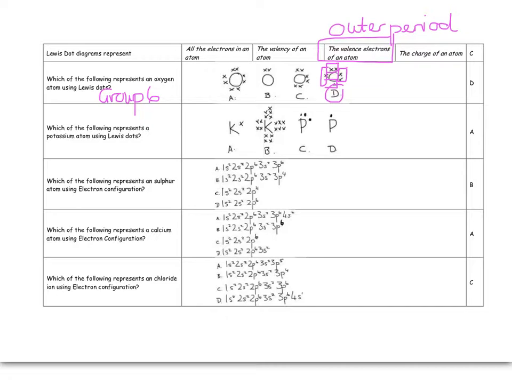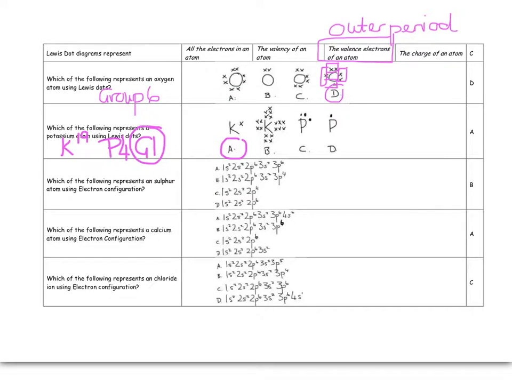Which of the following represents a potassium atom? You will see that potassium is number 19. 19 is actually in period 4, and it's in group 1. It only has 1 valence electron. So A is going to be my correct structure.